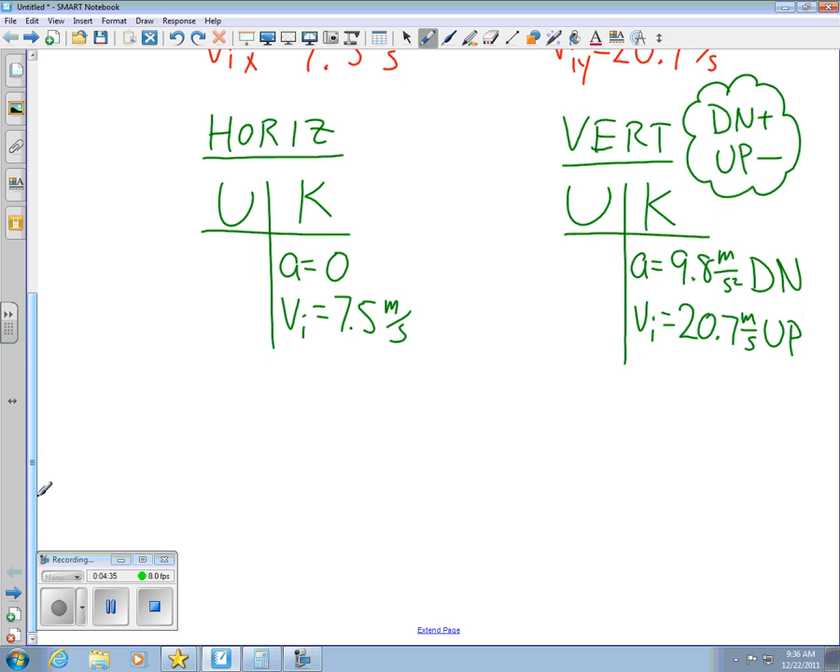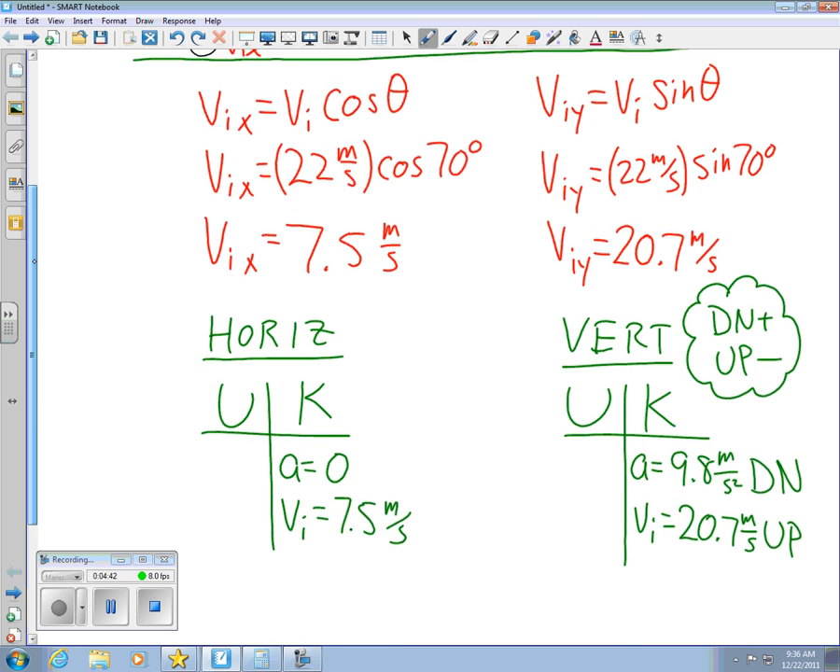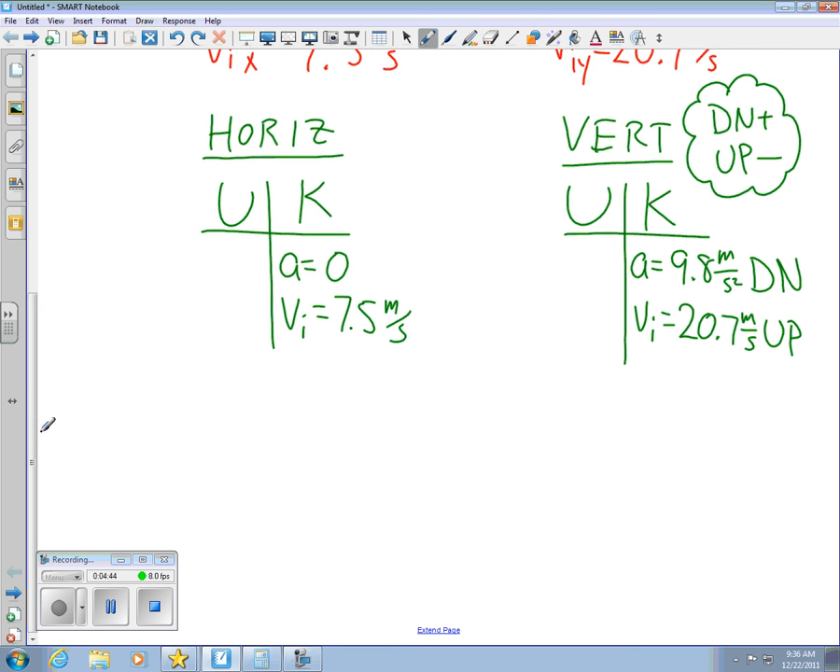Okay. Now, they want me to calculate, let's go back and take a look here, how far away does it go on a horizontal field? So my unknown is D under horizontal. I don't have enough information under horizontal to calculate it, so I'm going to have to go over to vertical. And what I need to find out is how much time this thing is in the air. So I'm going to do that under vertical.